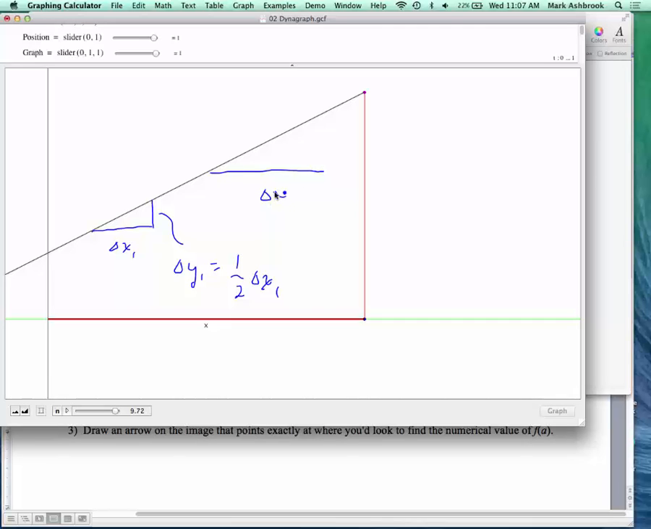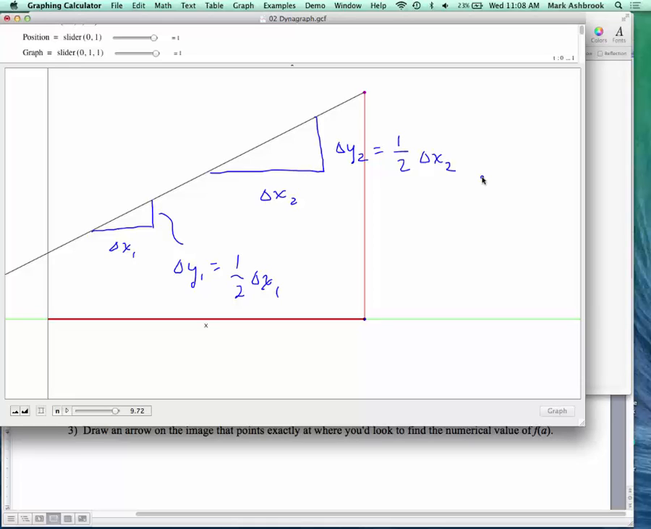Take a different change in x, call it delta x2. How much did y change when I changed x by that much? Okay, so, right, 1/2 the change in x2. So it's this proportionality of the changes that produces constant rate of change. Not necessarily that you have to have proportionality of the values themselves, because here y is not proportional to x. But the changes are, and that's why you get constant rate of change.